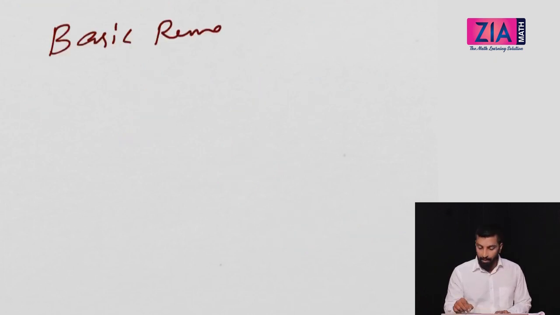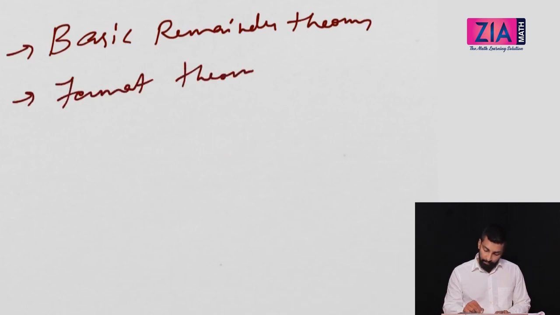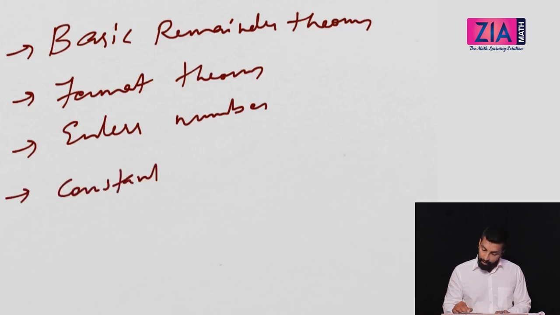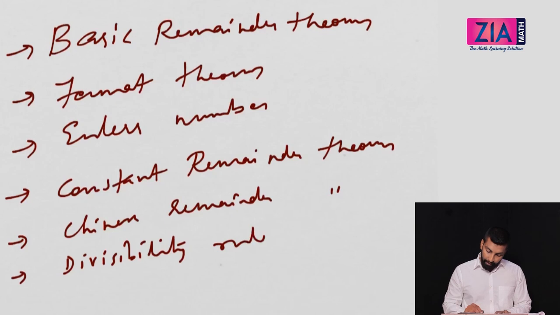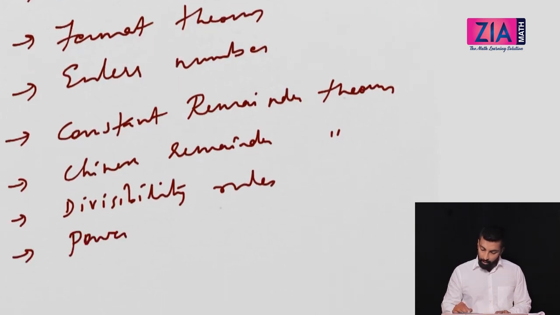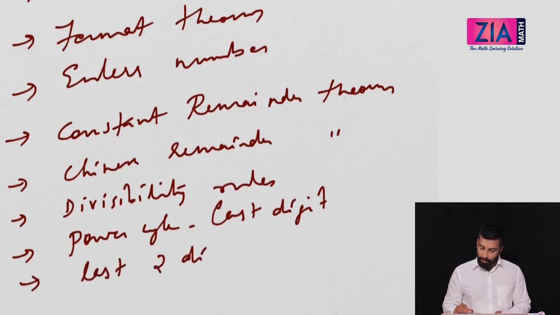So what all things did we do? We did the basic remainder theorem. We discussed Fermat's theorem, Euler's number, the constant remainder theorem, and the Chinese remainder theorem. We discussed divisibility rules completely. We discussed power cycle or last digit questions. We discussed last 2 digits questions.